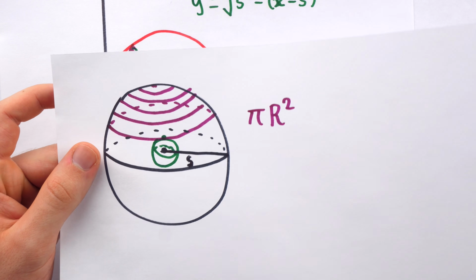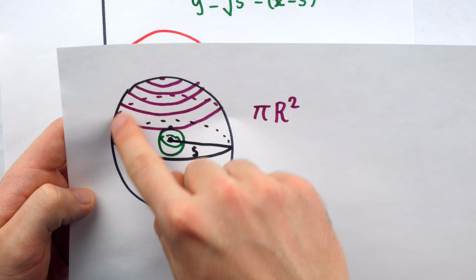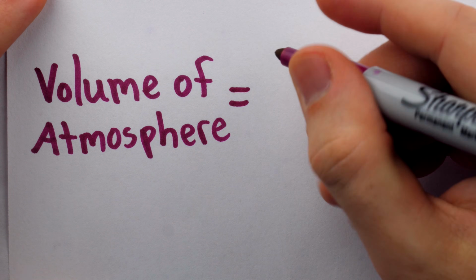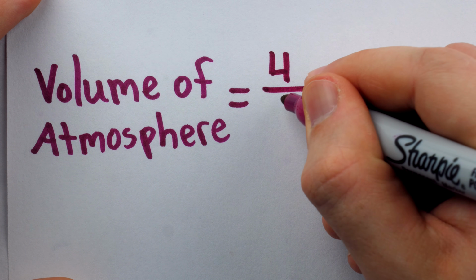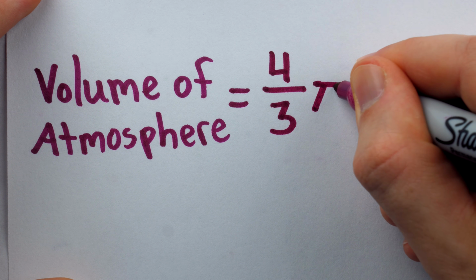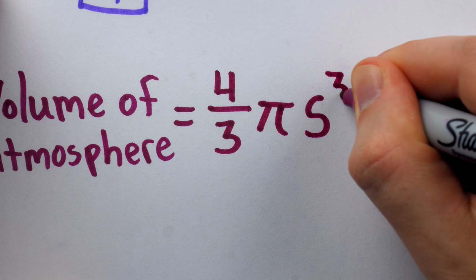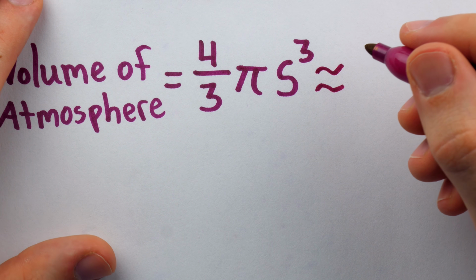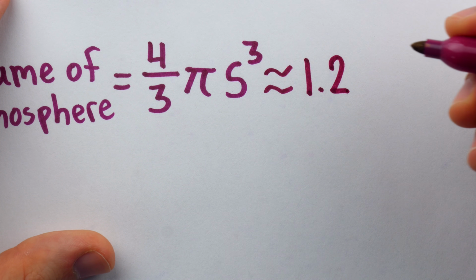Now all we have to do is figure out how much sky there is total by calculating the volume of the atmosphere and subtracting the volume of the Earth. The volume of a sphere is 4/3 pi times the radius cubed. So for the atmosphere, that's going to be 4/3 pi times, we're calling the radius S, cubed. Remember, S is about 66,000, so if you run the numbers on this, we get about 1.2 quadrillion cubic miles.